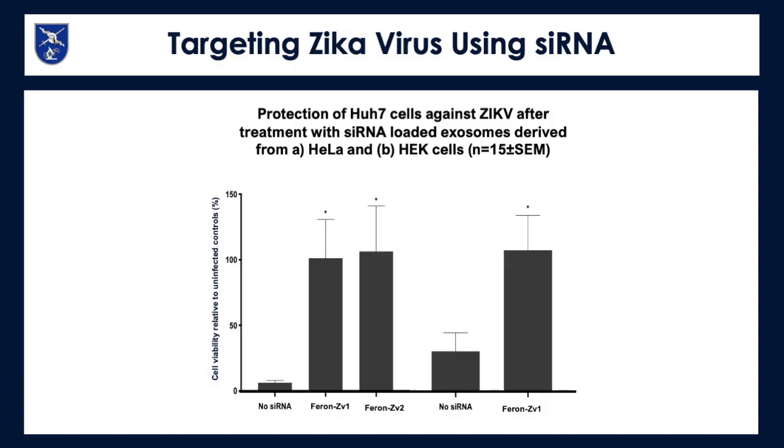We used the methodology described previously to load exosomes from HeLa cells with siRNA 1 and 2, and exosomes from HEC cells with siRNA 1. Their ability to protect HU7 cells was recorded in A and B respectively.